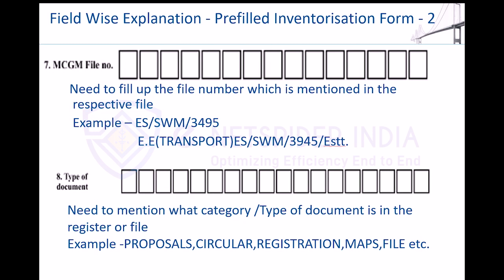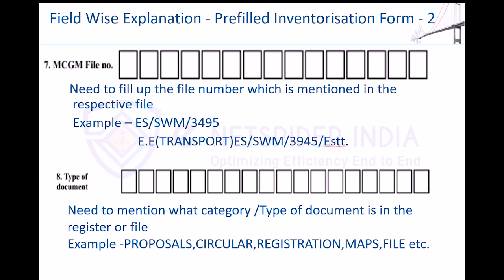Field 7 mentions MCGM file number. This is the number that you will find on your folder or your file. Here we have, for example, ES/SWM/3495. If you have any numbers written like this, you are going to mention them in the boxes here.